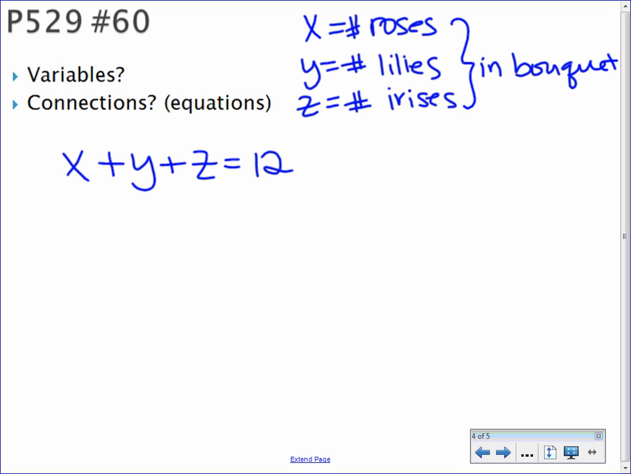Okay? Then it gives us a budget, $300. Now that's for their total budget, correct? So $30 per bouquet. Okay. So we need to group this with what other information? How much each of them costs? How much do the roses cost? How much do the lilies cost? And irises?